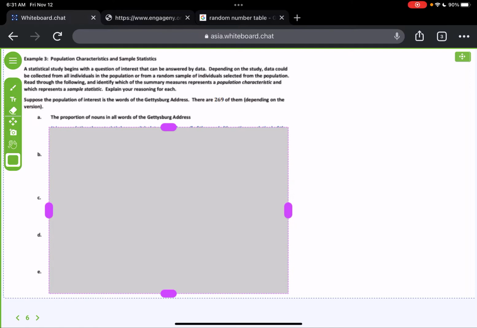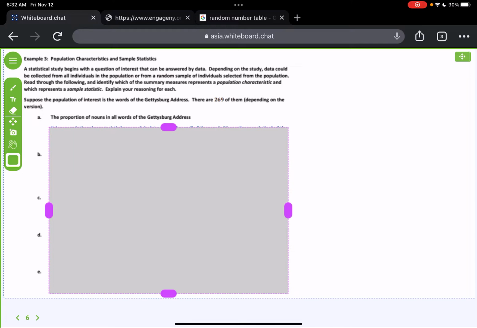So, what is an actual population characteristic? Well, that's a summary calculated using all the individuals in the population. Okay. So, a population proportion and a population mean are two examples of population characteristics. Okay, that's just what it is, but it's all coming from a population. Now, for a sample statistic, this is a summary calculated using the data of a random sample. Okay. Now, if you have a sample proportion or a sample mean, that would be considered a sample statistic.